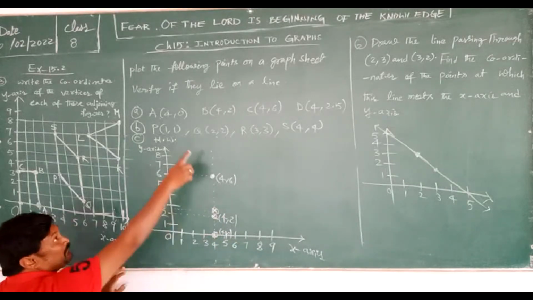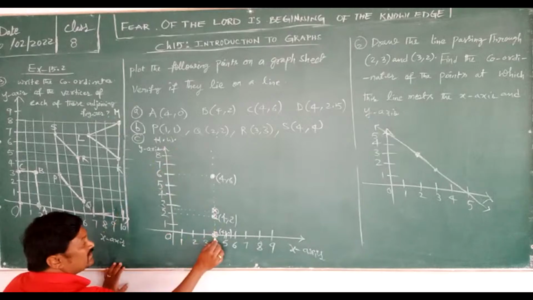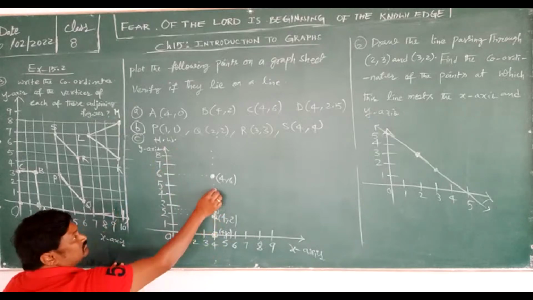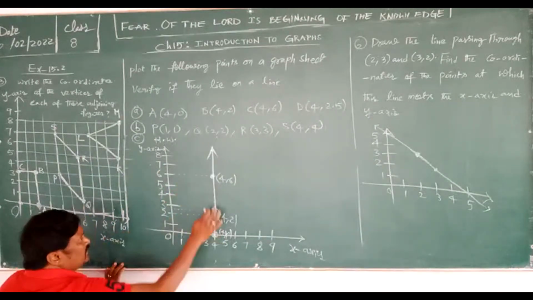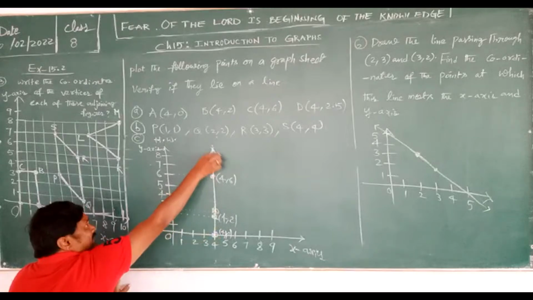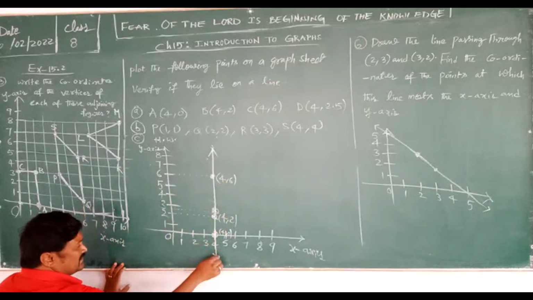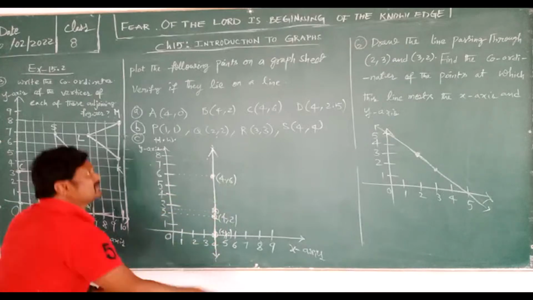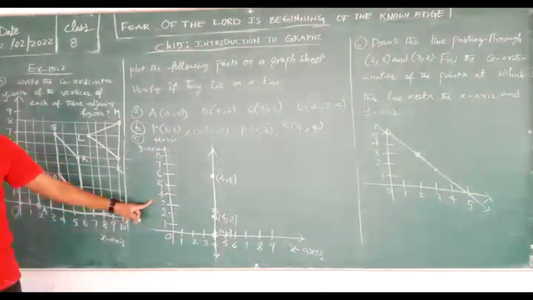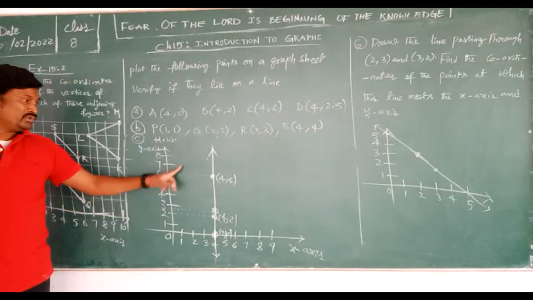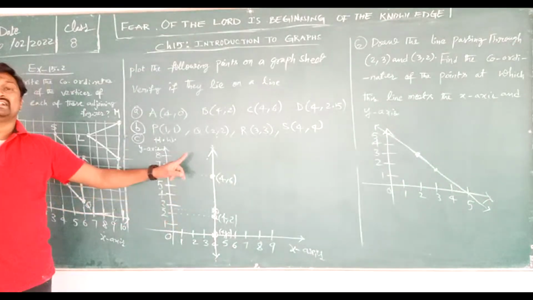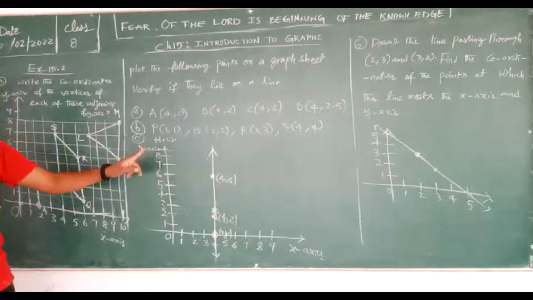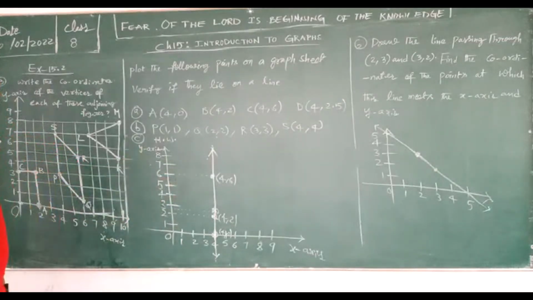Now check whether you are forming a line or not. Join all these points. You formed a line. Then we can say that it is a linear graph. When you form a line, that is called a linear graph. Once again, listen here carefully.